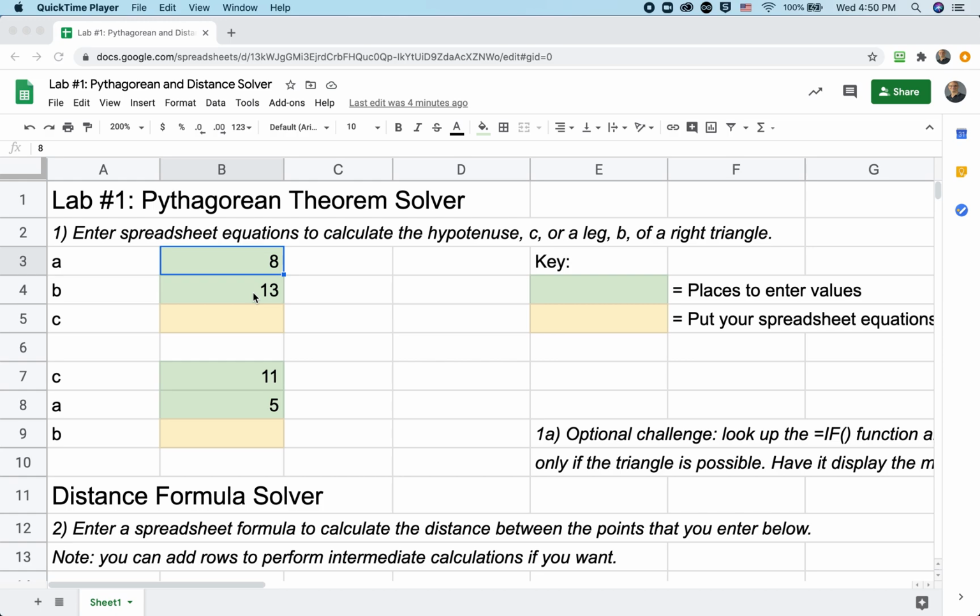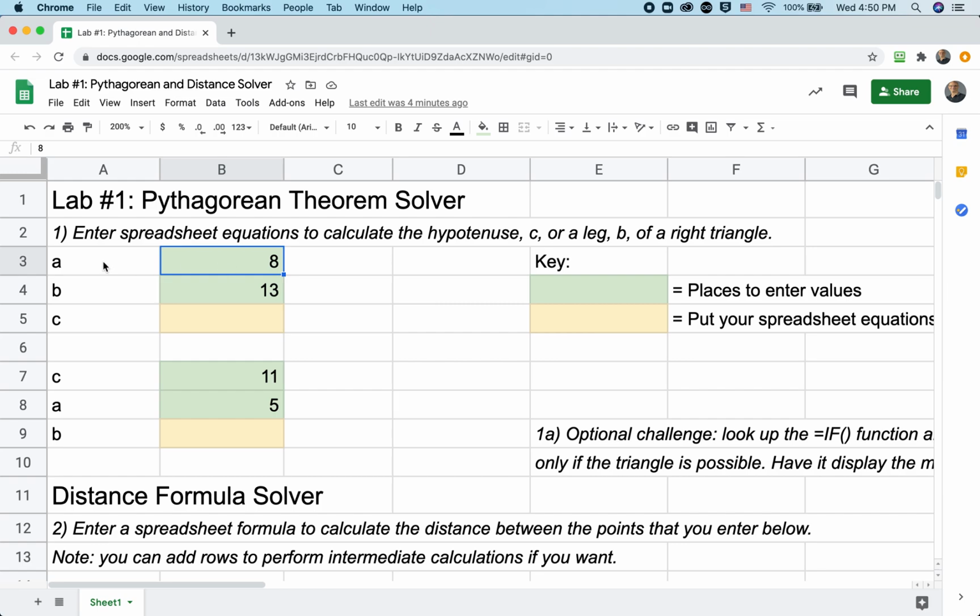Welcome to your first Spreadsheet Lab. We're going to use a spreadsheet to calculate different side lengths of a triangle and to calculate distance between 2 points. So in this spreadsheet, most of the description's there, but there are some places where you can enter in the side lengths of a triangle.